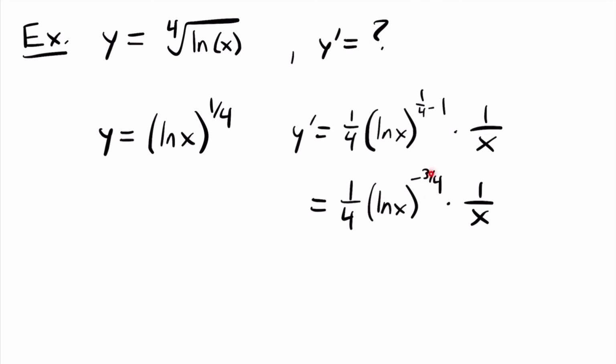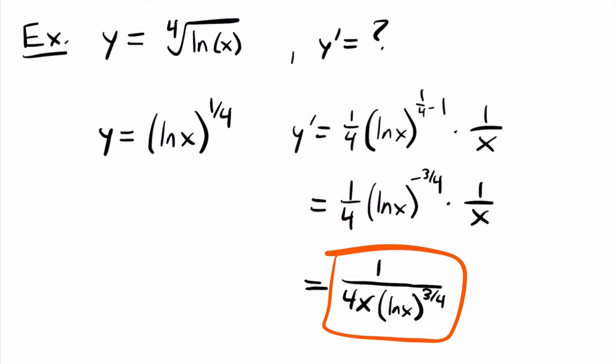And so then if we move this quantity with a negative exponent to the denominator, then we will have that this is equal to 1 divided by 4 times x, and that will be multiplied by the natural log of x to the 3/4 power, right? So now we moved this term to the denominator, and so that power is now positive, and so this will be our final answer. This is y prime, or the derivative of our function.